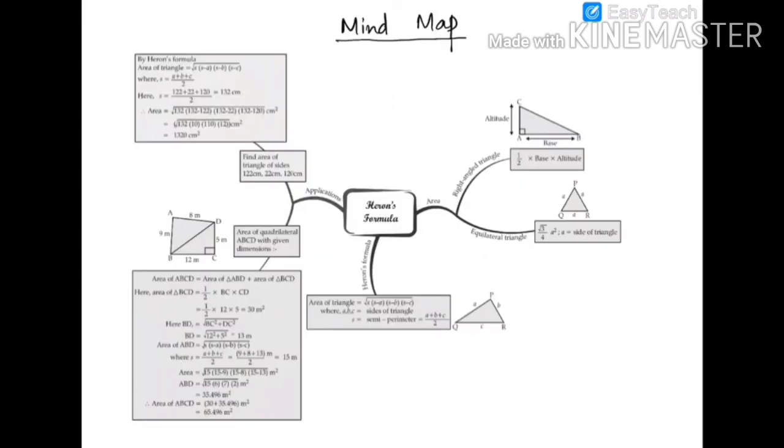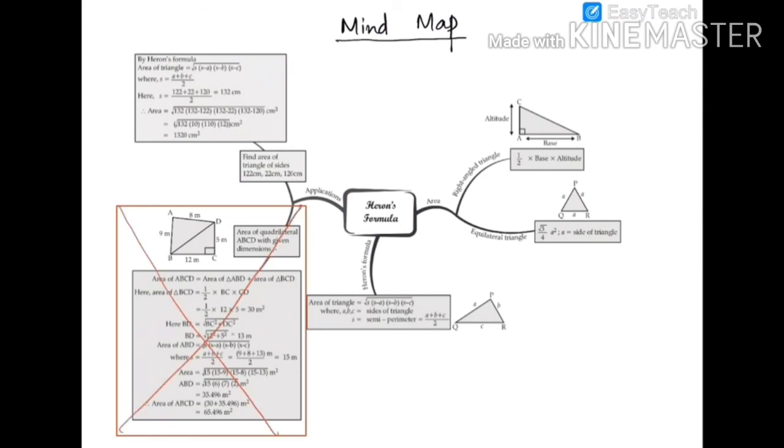With this we come to the end of this video lesson. Here is a mind map of the concepts that are there in this chapter. This part of the chapter is deleted from the portion. Now this is not a very comprehensive mind map. We have learnt more concepts than what are written over here. So your assignment for today is to make your own mind map for this chapter.